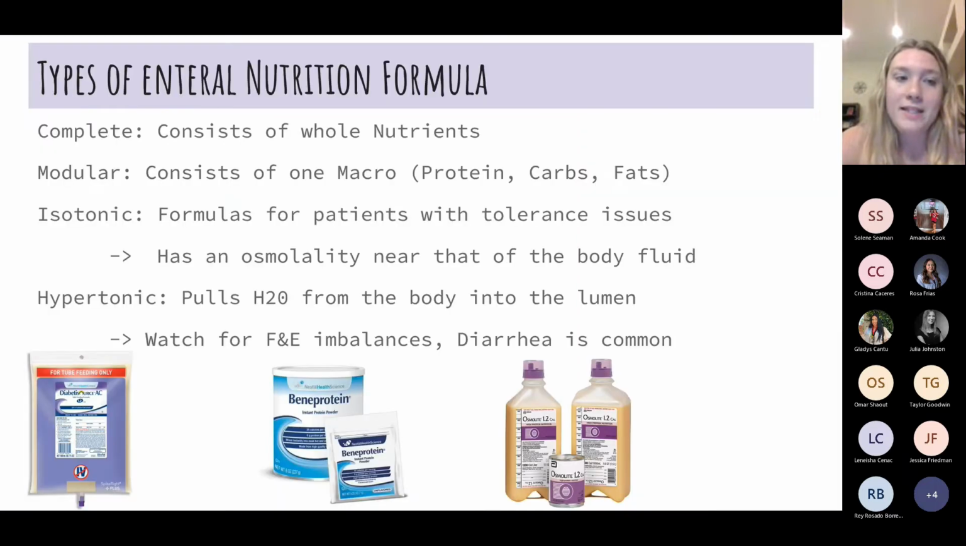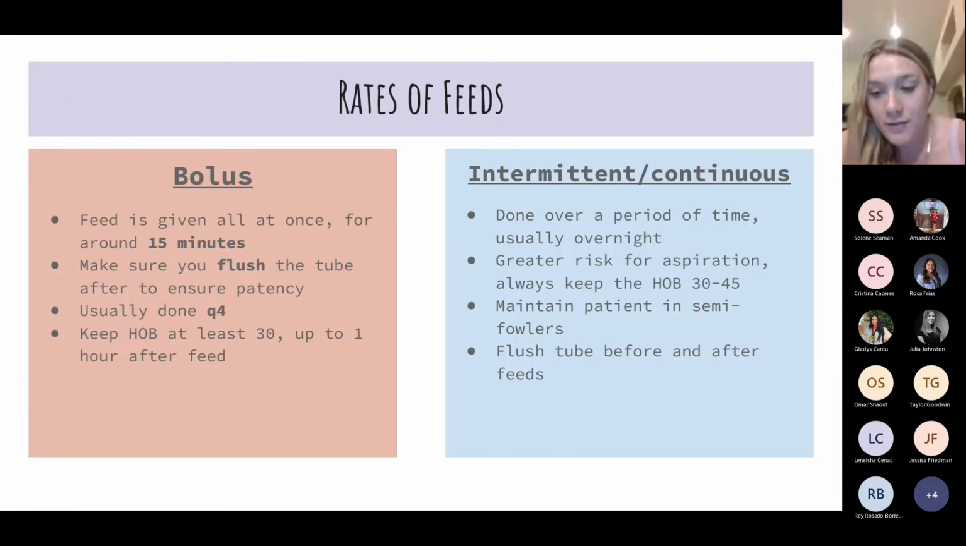Next, we're going to talk about obesity, malnutrition, etc. You guys do have a lot of these slides, so I'm not going to spend too much time going through them, but just know that there's different types of enteral nutrition for the different types of needs that your patient might have. Rates of feeds are pretty important. When you're having a bolus, it's similar to an IV bolus where you're giving them all of their formula all at once, usually over 15 minutes.